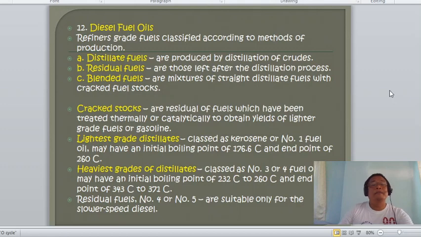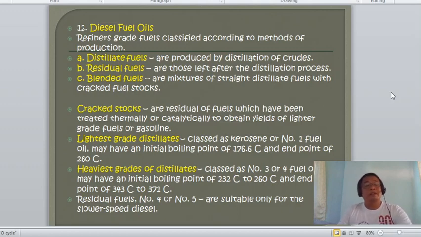Another we have is diesel fuel. Diesel fuel is an oil or a fuel used for a diesel engine. Here we have three types: distillate fuels, which are produced by distillation of crudes; residual fuels, which are those left after the distillation process; and blended fuels, which are a mixture of straight distillate fuels with cracked fuel stock.